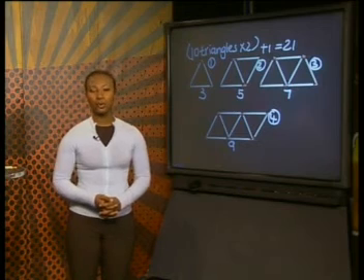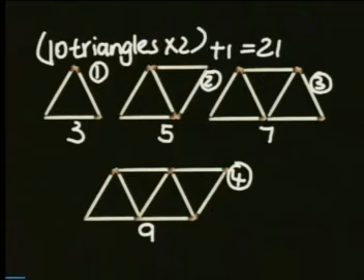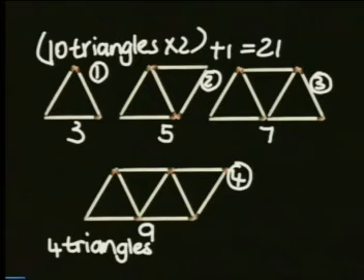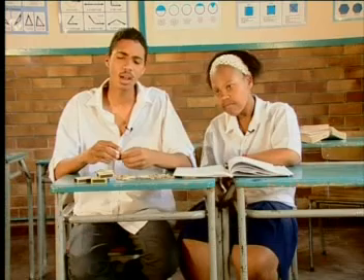To check that our rule works, let's try it out on diagram 4. 4 triangles times 2 plus 1 equals 9. Yes, that's the right answer. So the rule we found seems to work for any number of triangles in the pattern.